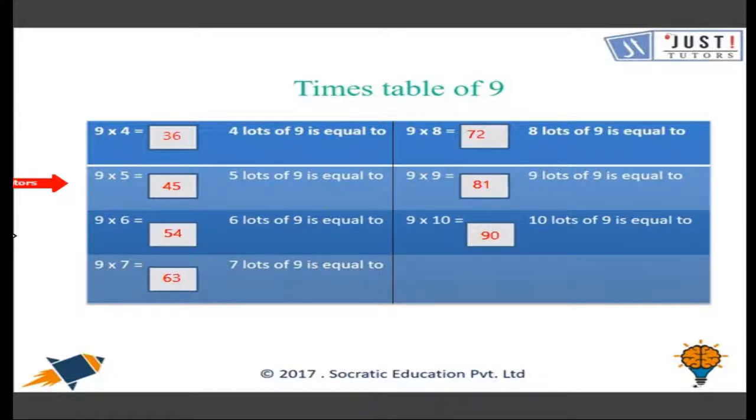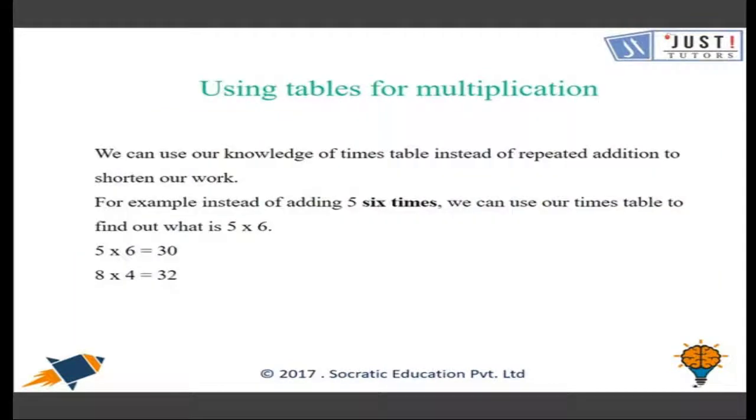So far we have learned how to calculate the times tables of 6, 7, 8, 9. Now we will see how we can use them to multiply. We can use our knowledge of times tables instead of repeated adding to shorten our work. For example, instead of adding 5 six times, we can use our times table of 6 to find out what 5 times 6 is, which is equal to 30.